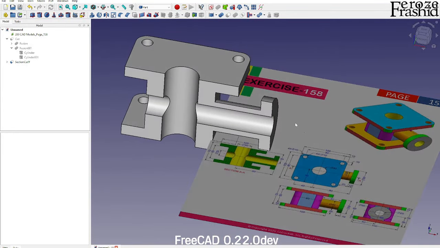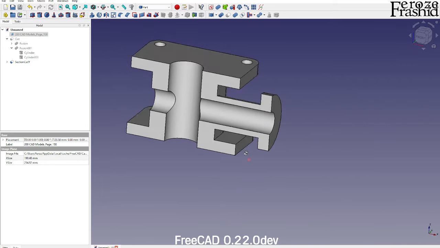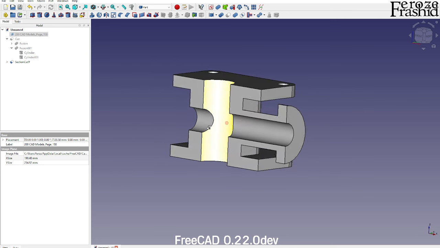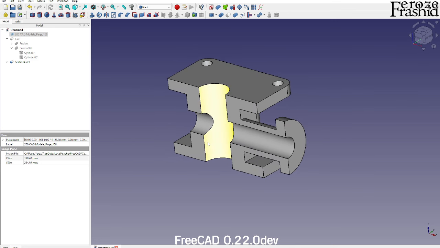Well, hopefully you guys liked the process that I built. I know that I could also build this in part design. I just chose part for its more organic way to play around with different objects, different parts.